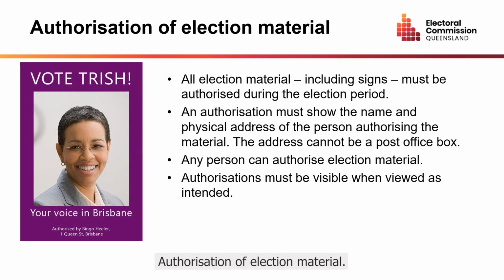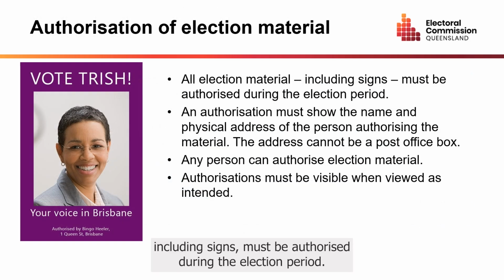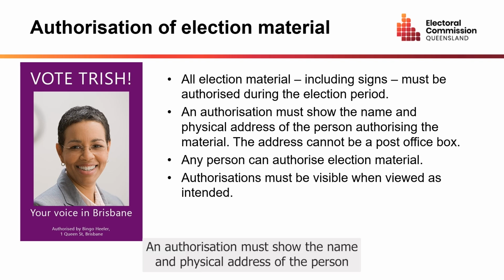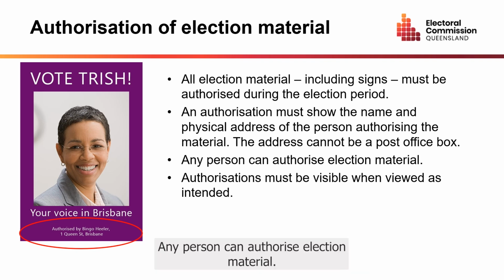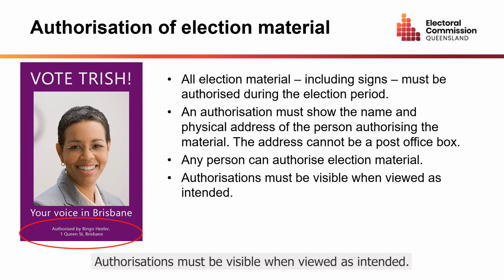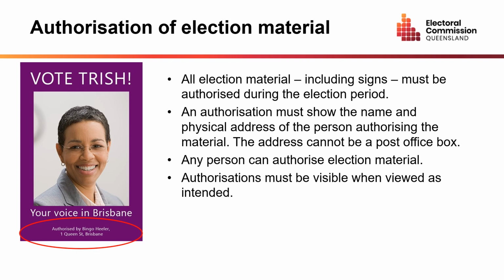Authorisation of election material. All election material, including signs, must be authorised during the election period. An authorisation must show the name and physical address of the person authorising the material. The address cannot be a post office box. Any person can authorise election material. Authorisation must be visible when viewed as intended.